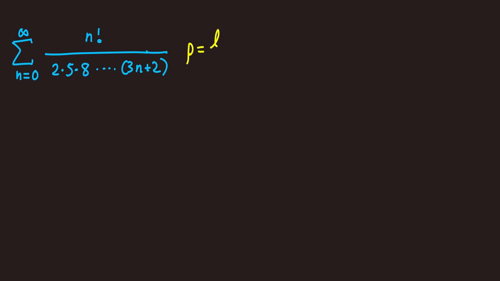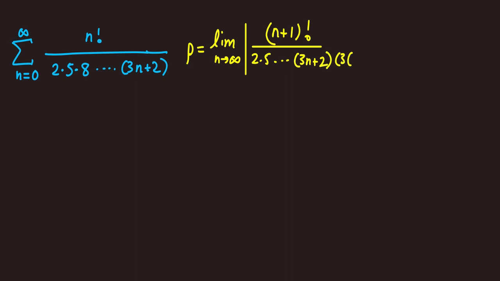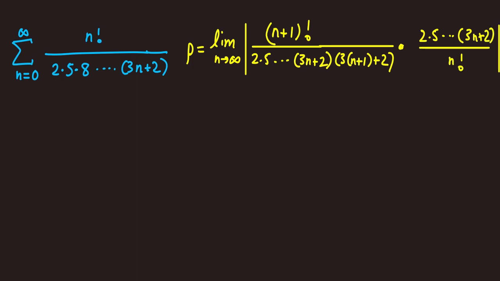In this example, we have n factorial over 2 times 5 until 3n plus 2. We're going to use the ratio test. Since we have a bunch of factorials, we're going to take the n plus 1 element and divide it by the n element. So we have n plus 1 factorial all over 2 times 5 up to 3 times n plus 1 plus 2. And then we just divide it by a subscript n, which is the same thing as multiplying it by 1 over a subscript n. Then we can take the n plus 1 factorial and represent it as n plus 1 times n factorial, and then we get a lot of cancellation happening.